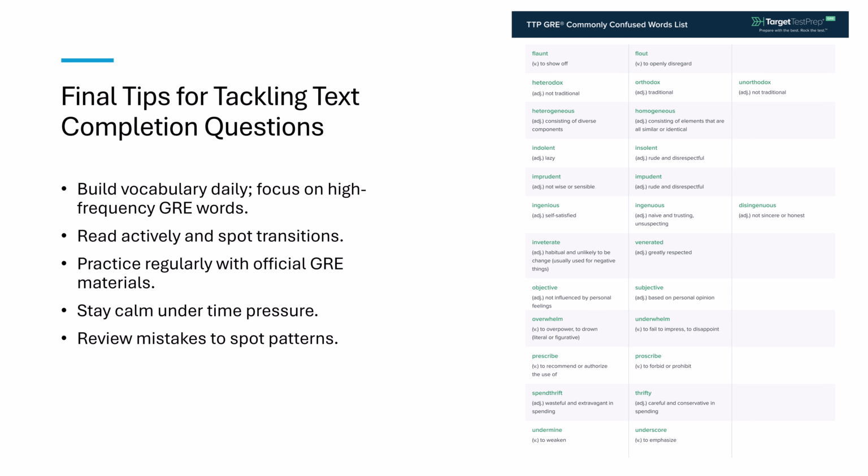To excel at text completion, make vocabulary building a daily habit, prioritizing words that frequently appear on the GRE. Read challenging material and practice identifying transitions and relationships between ideas. Use official GRE practice questions to familiarize yourself with real test formats. Stay calm during the test. Don't overthink and trust your process. Finally, review your mistakes after practice sessions to identify patterns and avoid repeating them.